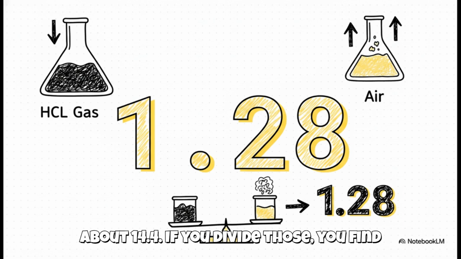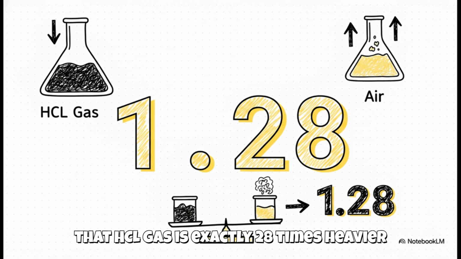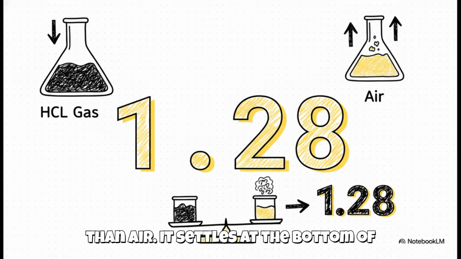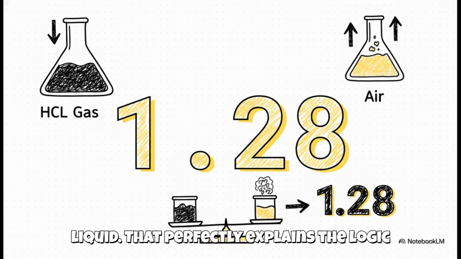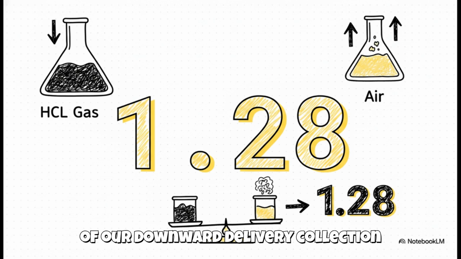If you divide those, you find that HCl gas is exactly 1.28 times heavier than air. It settles at the bottom of a container almost like an invisible liquid. That perfectly explains the logic of our downward delivery collection method.